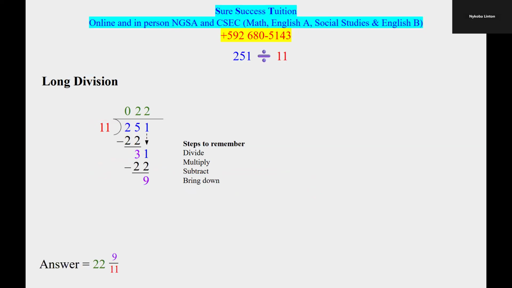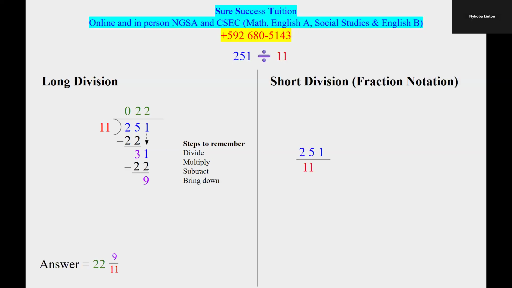Now, my dear students, whenever you do a division question for me, please write the answer in fraction form like this, right? Now, let's do the short division. 11 into 11, 1. 11 into 25, 2, remainder 3. 11 into 31, 2, remainder 9, and we have our final answer. So that shouldn't have been too hard.